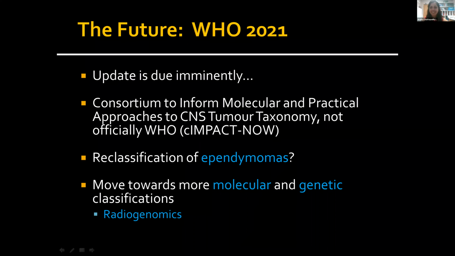So 1 minute to go. The WHO 2021 update is expected imminently. When I say imminently, I suspect it's going to come out in the next few weeks, if not the next few months. There's a group called cIMPACT-NOW. They have made lots of recommendations, but it's difficult to know how much of that will be taken up by the WHO. I suspect ependymomas will be reclassified, and we'll be moving towards a more molecular and genetic classification approach. So it's important that we've got a really good grasp of radiogenomics.